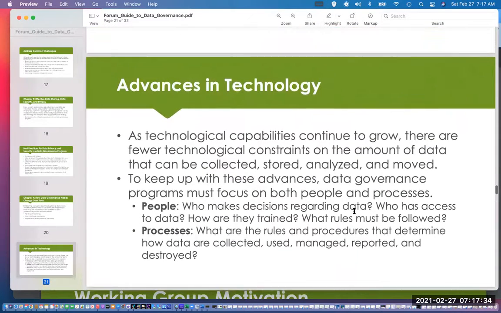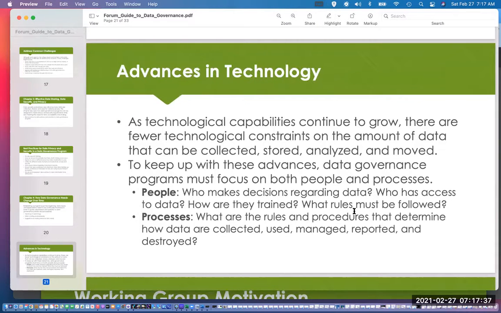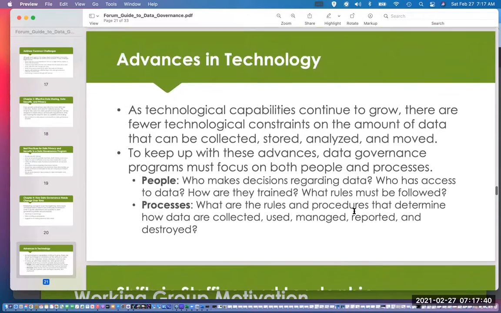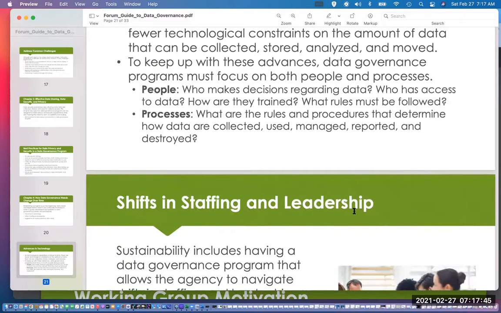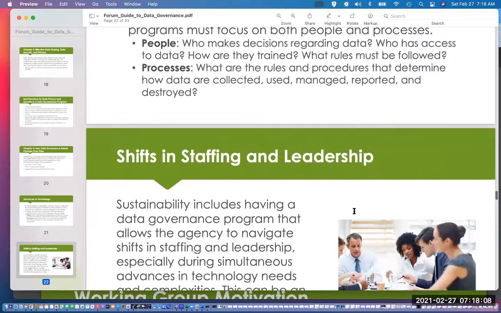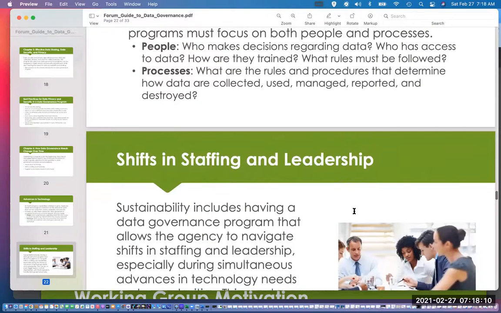Advances in technology. As technological capabilities continue to grow, there are fewer technological constraints on the amount of data that can be collected, stored, analyzed, and moved. To keep up with these advances, data governance programs must focus on both people and processes. People: who makes decisions regarding data? Who has access to data? How are they trained? What rules must be followed? Processes: what are the rules and procedures that determine how data are collected, used, managed, reported, and destroyed?